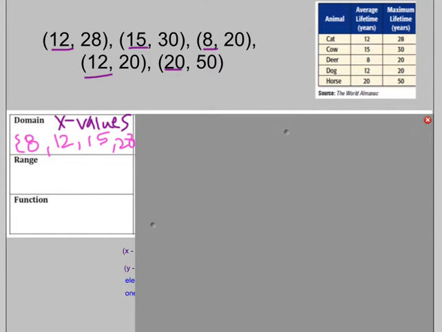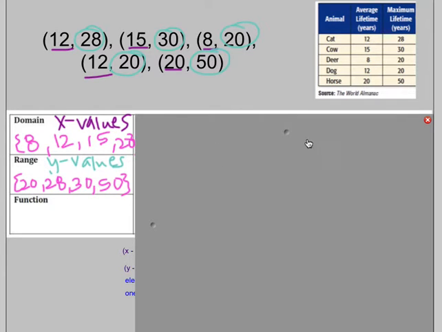The range then is your y values. And we will be talking about domain and range a lot, so you want to make sure you get this down right away. So we have 28, 20, 30, 20, and 50. And once again, we only write them one time. So my smallest one is 20. There's two 20s, so I only write it once. Then I have 28, then 30, then 50. Okay, all right, so there is that.